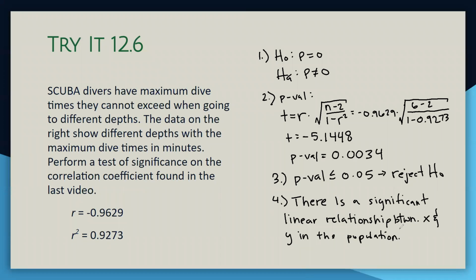So based on this sample data from scuba divers, we can be fairly confident that there is a significant linear relationship between the dive depth and the maximum dive time. Specifically, because our r value is negative, we can be fairly confident that when the dive depth goes up, that maximum dive time is going to go down by a proportional amount. There is a linear relationship between those two things, and it's negative. So as one goes up, the other is going to go down.